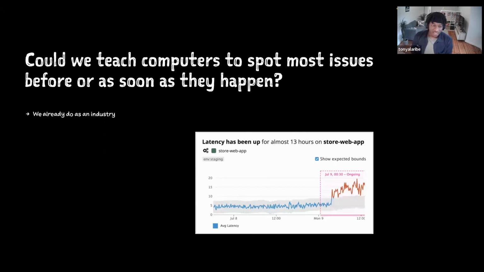There's another strategy which I didn't mention in the last slide, and I'm going to get there. But the strategy asks the question: detecting problems seems to be very important because we know that problems might happen. So what if we could teach computers to spot these issues and detect them maybe immediately as they happen? And the reality is that as an industry, we already do this.